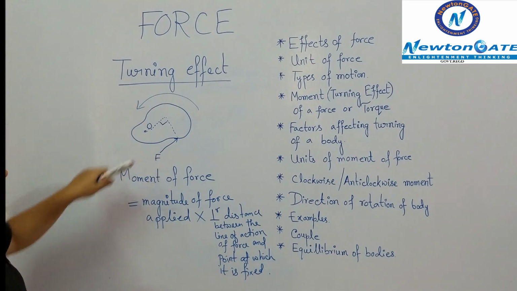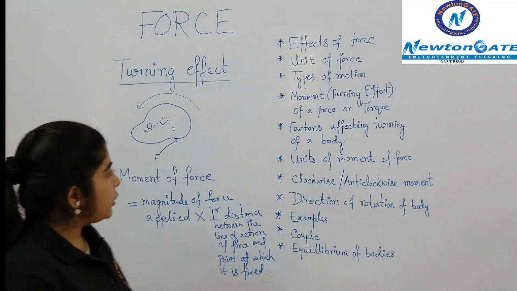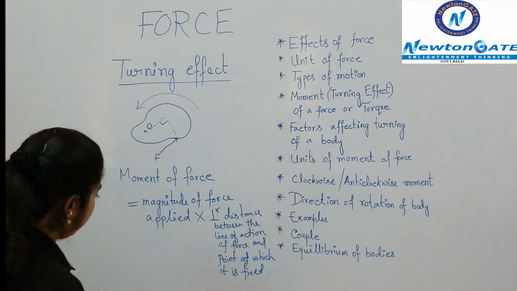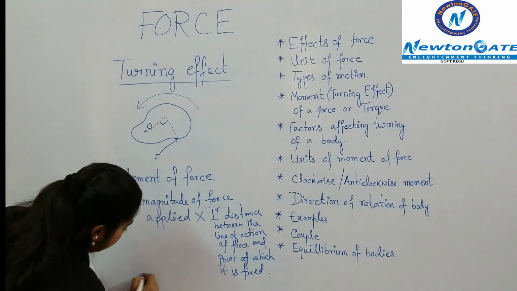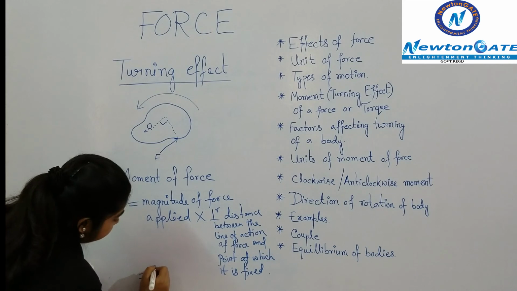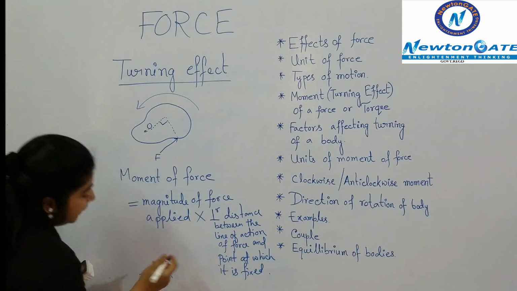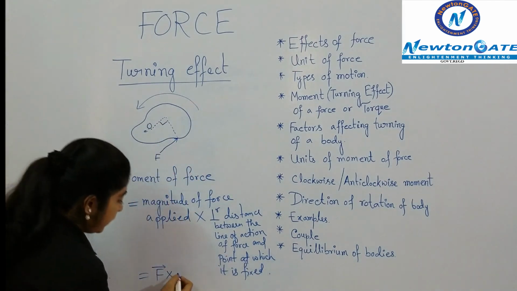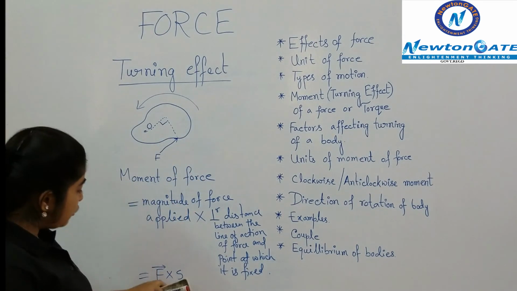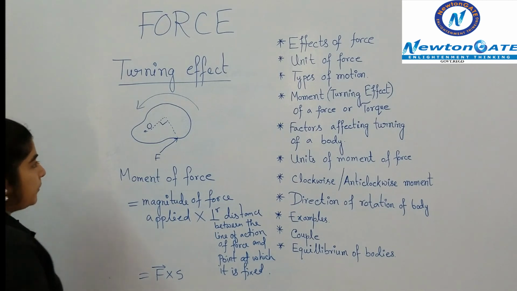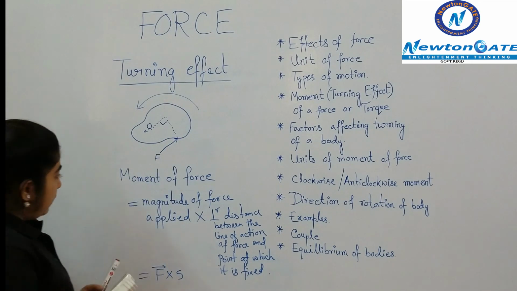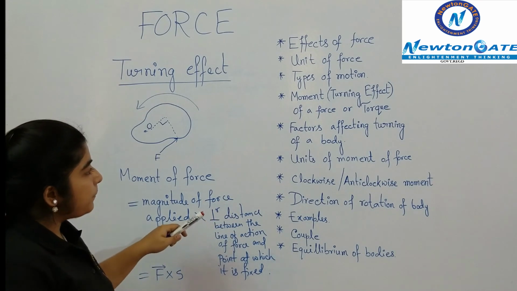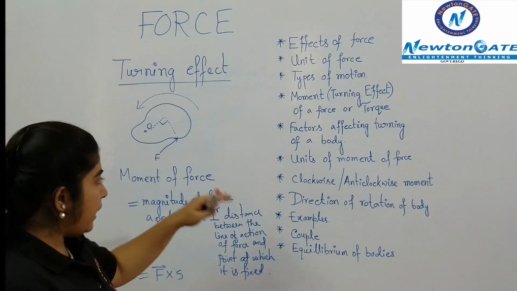You can see from this diagram, it is clearly mentioned here. Next, how can we write this? It will be force into perpendicular distance. You can take it as S or D, so we take it as S. This is the perpendicular distance between these two. Then the next point is factors affecting the turning of a body.